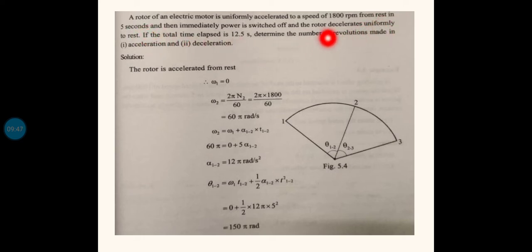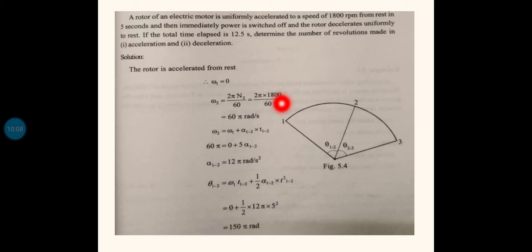During 5 seconds it has achieved this much rpm and then immediately the power is switched off. Once it has reached this speed and the power is switched off, a deceleration will take place, and the rotor decelerates uniformly to rest. Finally it is coming to rest. So in the second part also, the final angular velocity is 0.